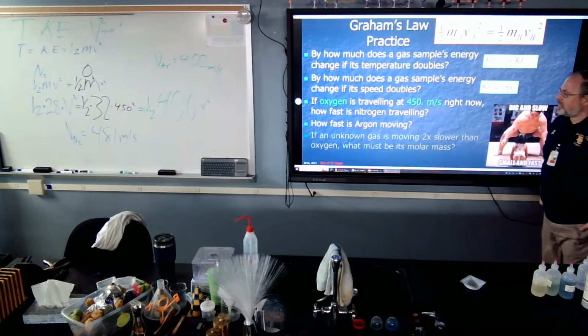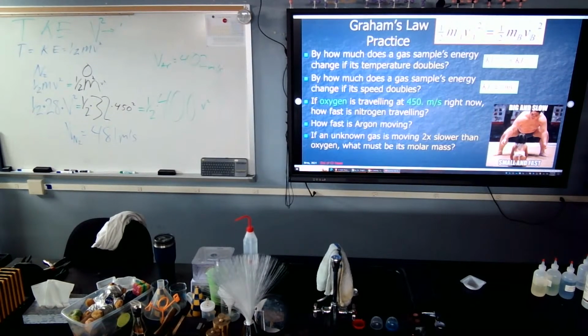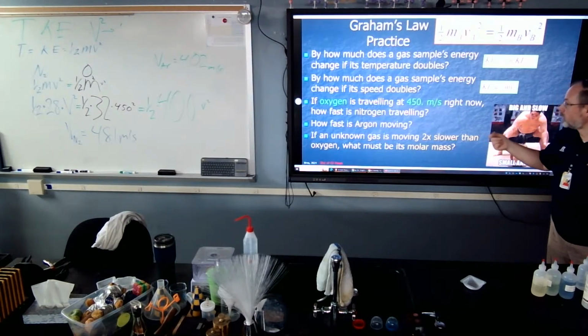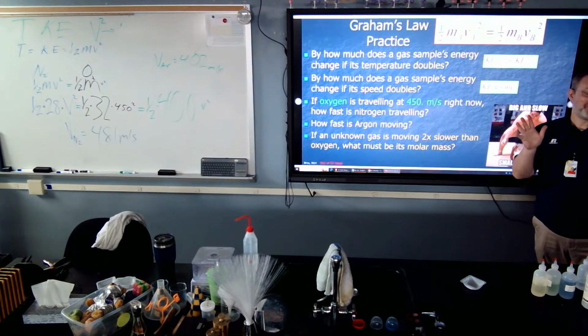If an unknown gas is moving 2 times slower than oxygen, what must be its molar mass? Slower is more mass. Don't try to do the math in your head. You say oxygen is going 10, and that means the unknown gas must be going 5. Speed doubles, so the energy is 4 times.